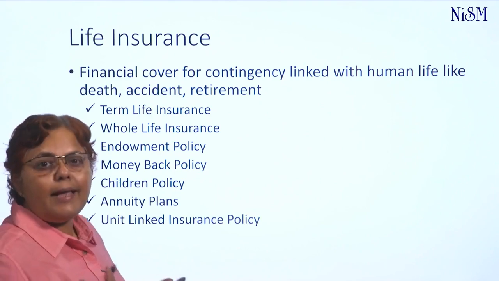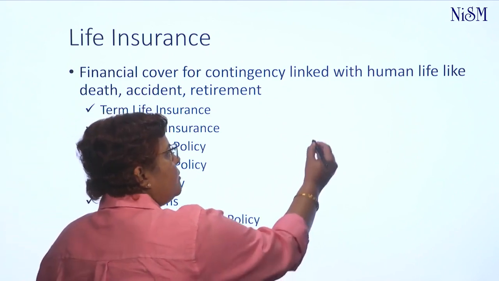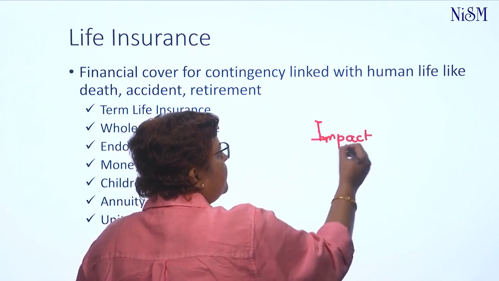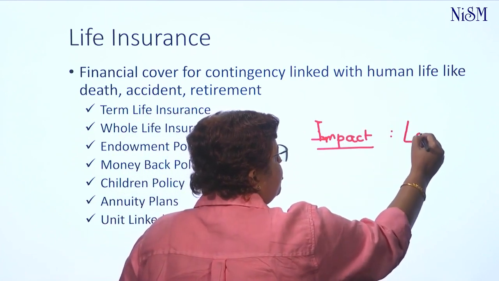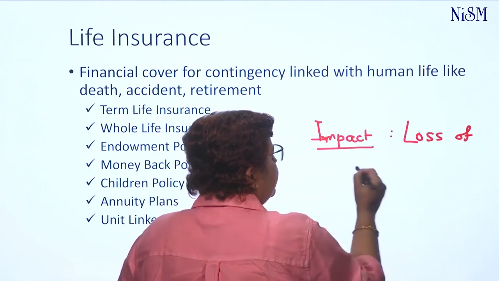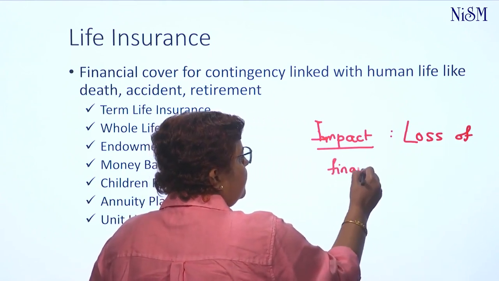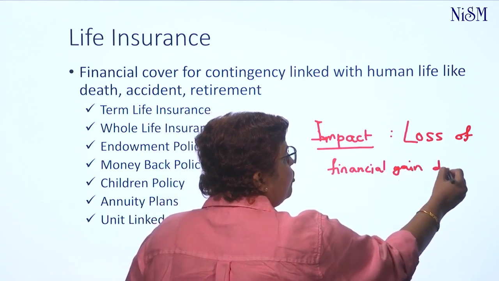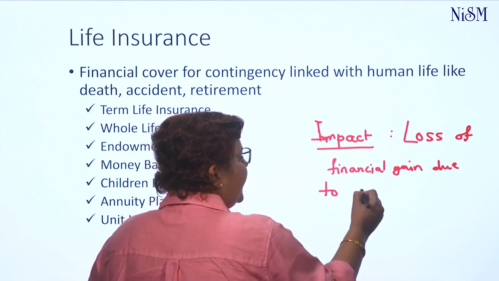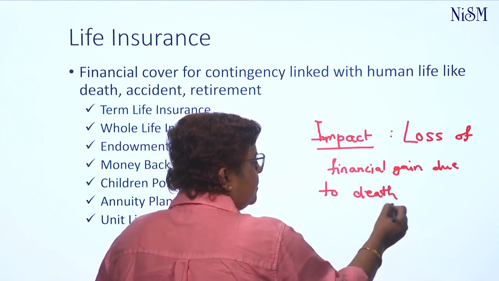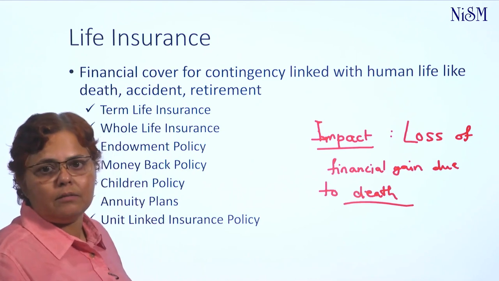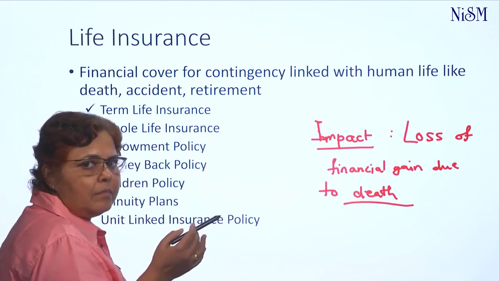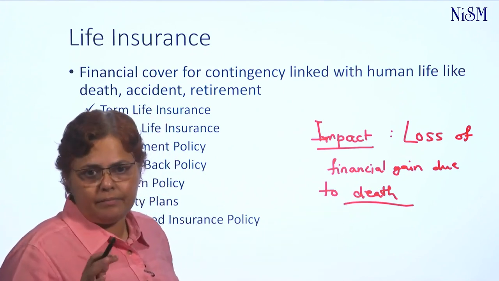As it is said, it is life insurance. So, the impact is what? Here, the impact is going to be on loss of financial gain due to death. This is very important. Due to death, because of accident, mainly it is due to death.